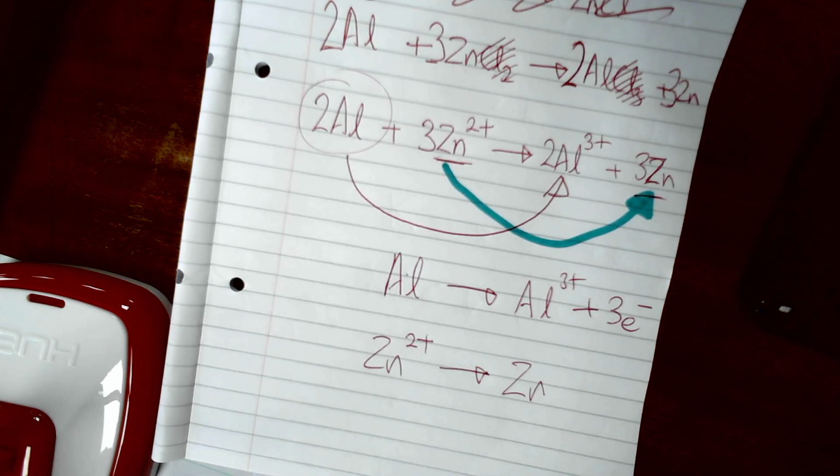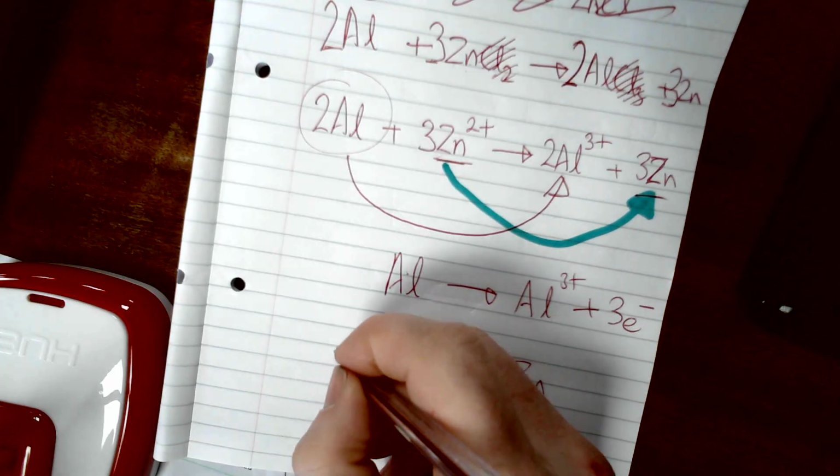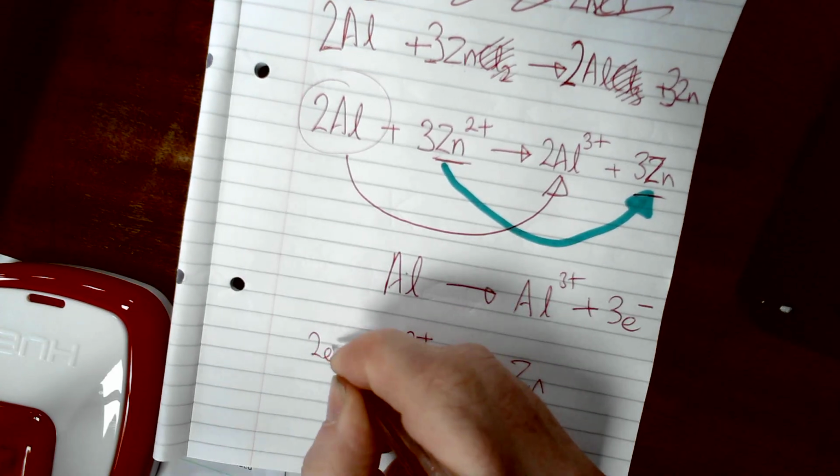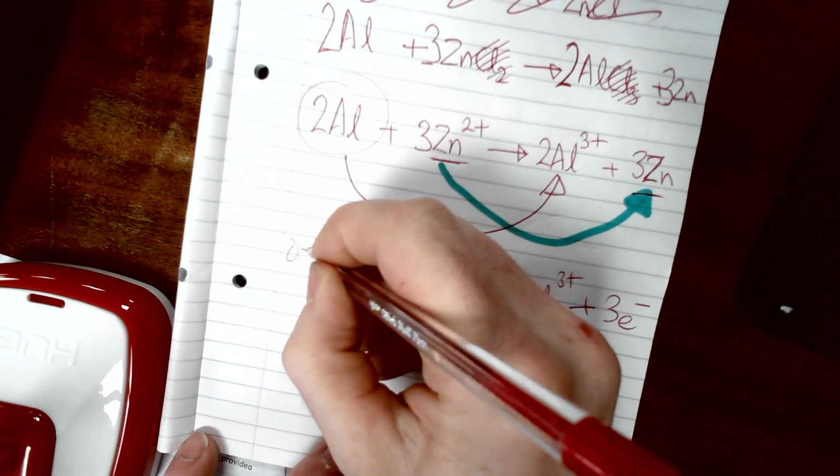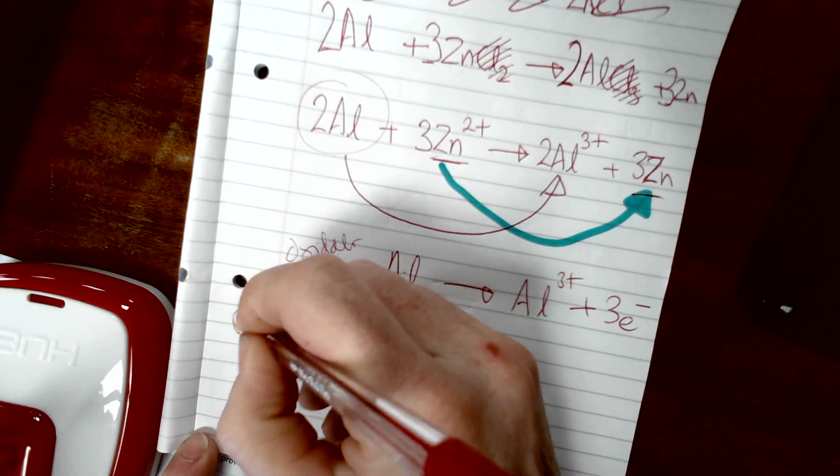How does zinc 2 plus become zinc? Gaining 2 electrons. I'm just going to put them on the outside there because I didn't leave space. Alright, zinc gains 2 electrons. Oxidation is loss, reduction is gain.